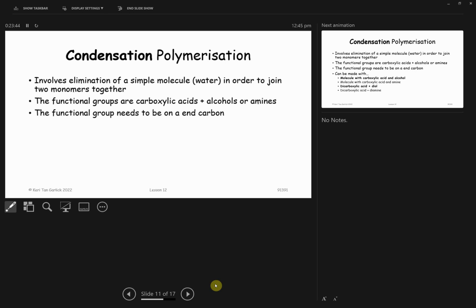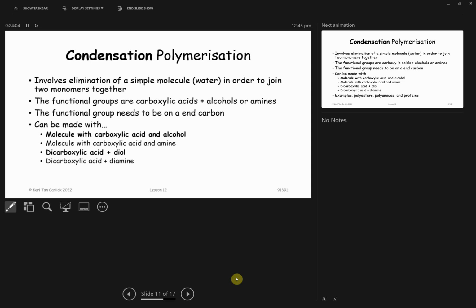If I was doing an acid chloride, what I would have as my simple molecule byproduct will be hydrochloric acid. And actually you might see that. I'll point out some examples of that. Now for this to work, the functional group needs to be on the N carbons because we're going to be adding those monomers together. And like I said, there's multiple different ways we can make it. And again, with different types of molecules.